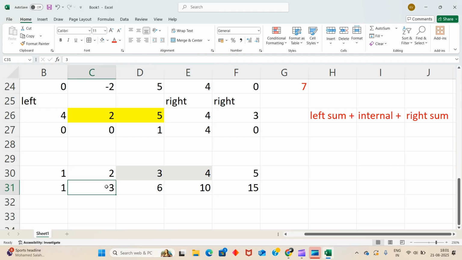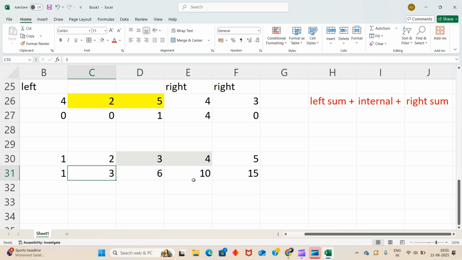10 minus 3 will be 7. That means this is the sum from start to this. Okay, this is my sum from start to this. Now, from this sum, if I subtract this element, because this is the latest element, this is the sum from starting to here. If I subtract this sum from this, then I'll get the sum of this.